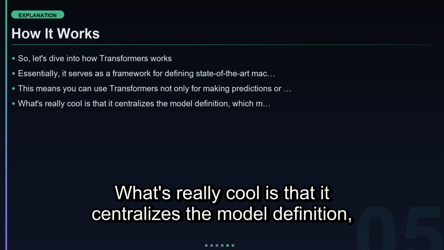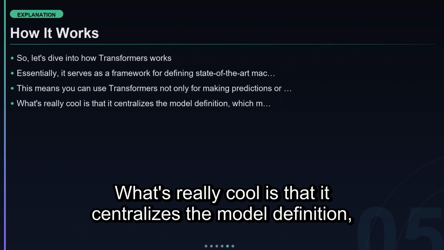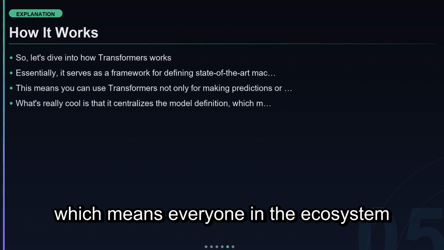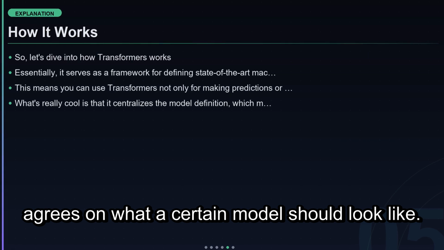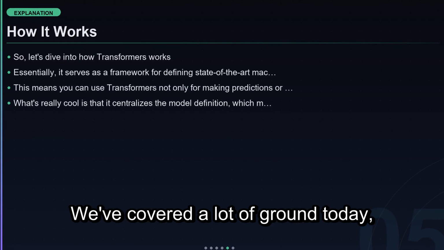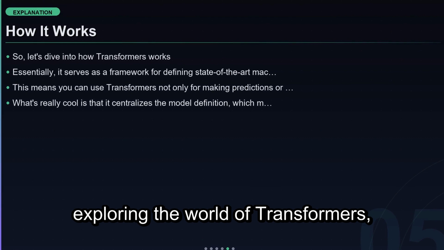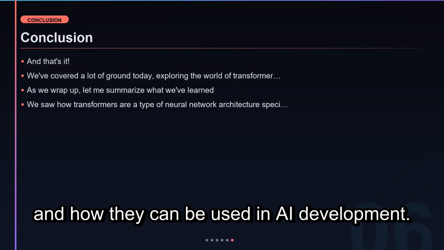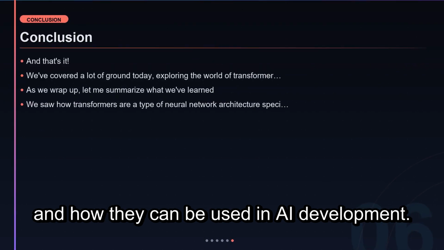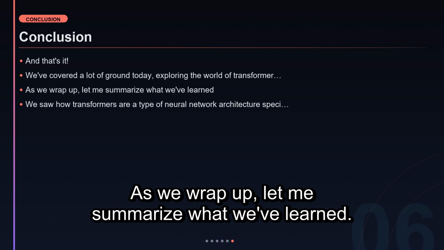What's really cool is that it centralizes the model definition, which means everyone in the ecosystem agrees on what a certain model should look like. And that's it. We've covered a lot of ground today, exploring the world of Transformers and how they can be used in AI development. As we wrap up, let me summarize what we've learned.